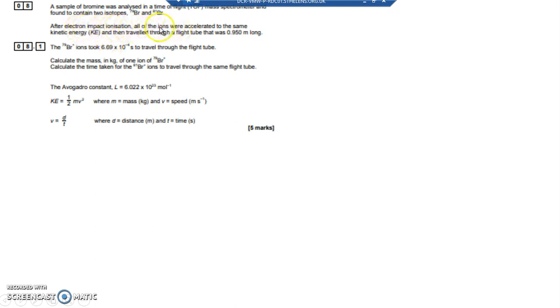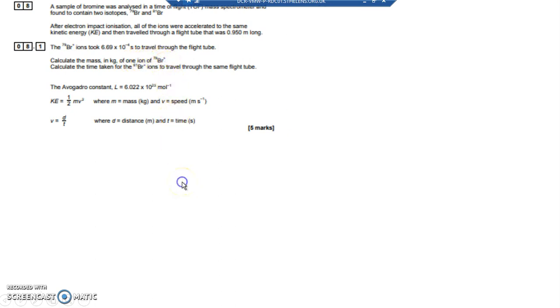After ionization, all of the ions were accelerated to the same kinetic energy. They're accelerated towards negatively charged plates with holes in them. They travel through a flight tube which was 0.95 meters long. So the kinetic energy of all these particles is always the same in a time of flight mass spectrometer, and the distance of the tube is always the same. The 79Br 1+ ions took 6.69 times 10 to the minus 4 seconds to travel through the flight tube. Calculate the mass in kilograms of one ion of 79Br 1+.